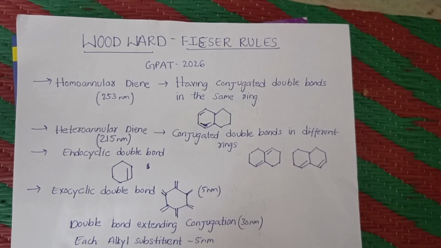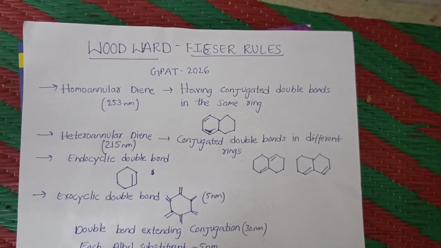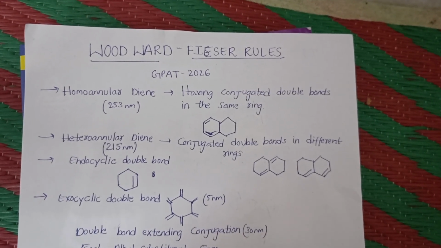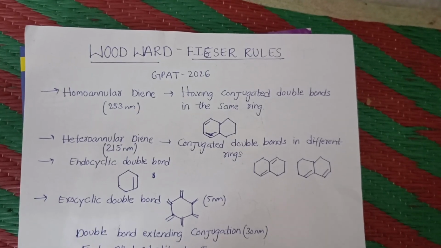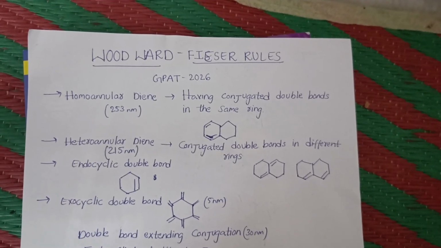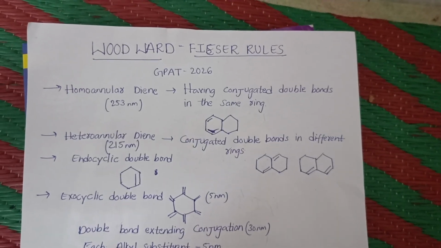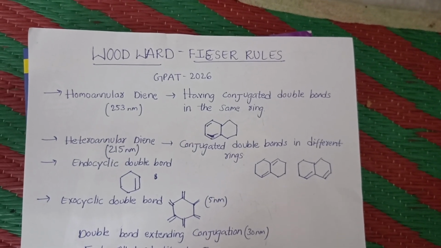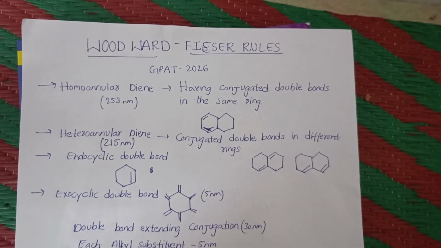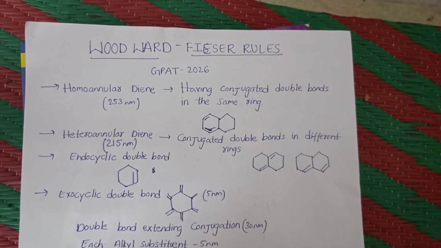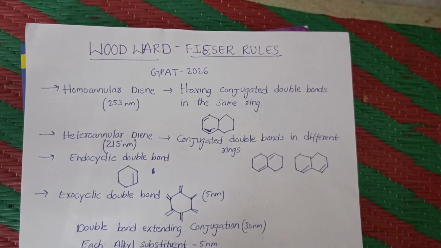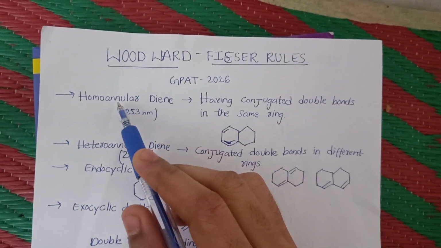Woodward Fieser rules help to predict the maximum wavelength of absorbance for conjugated systems like dienes and alpha, beta unsaturated carbonyl compounds. The Woodward Fieser rules were given by two scientists named Woodward and Fieser. They gave some rules to predict the maximum absorbance wavelength of conjugated dienes. Here, there are some rules.